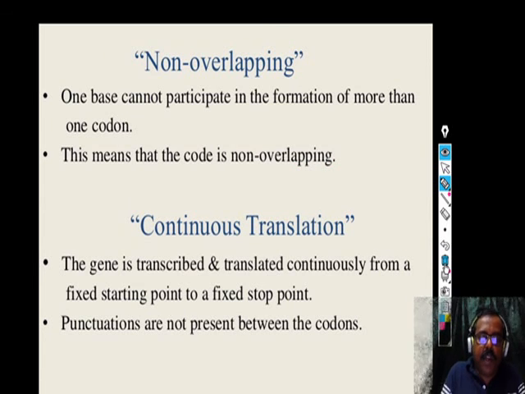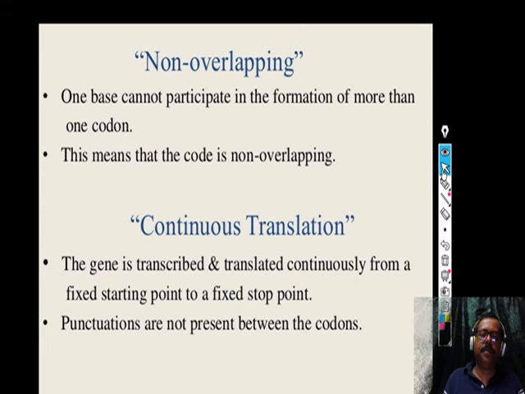Next, continuous translation would be there, that means within the genetic code you will never get any punctuations. There will be no semicolon, full stop or comma, etc. So it would be transcribed or translated continuously.